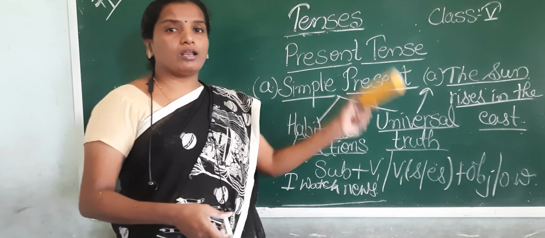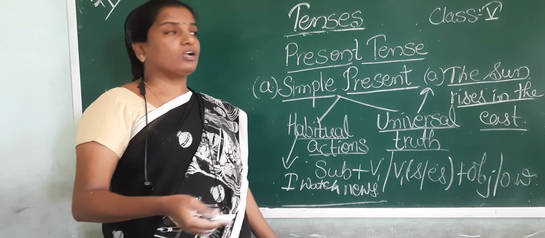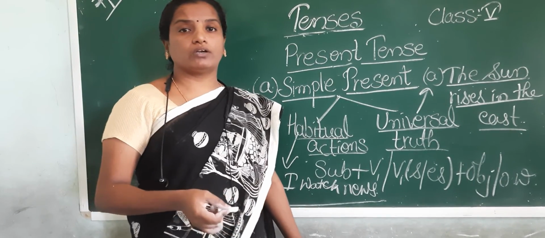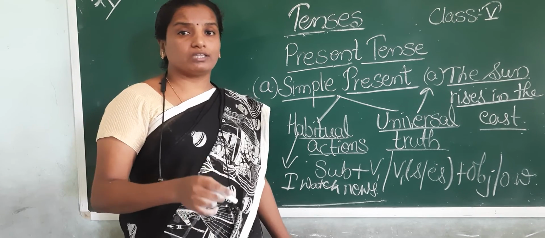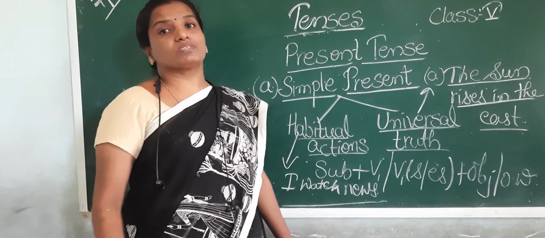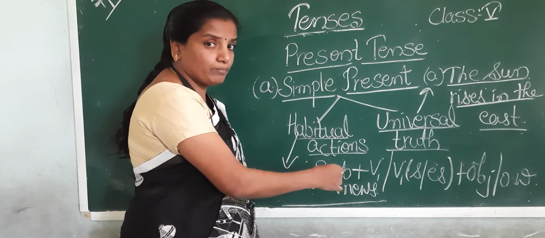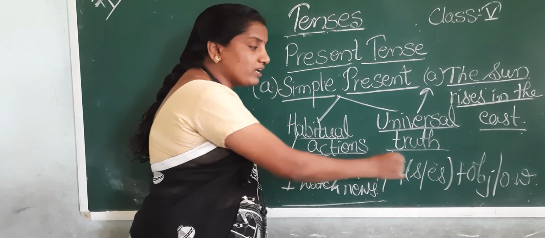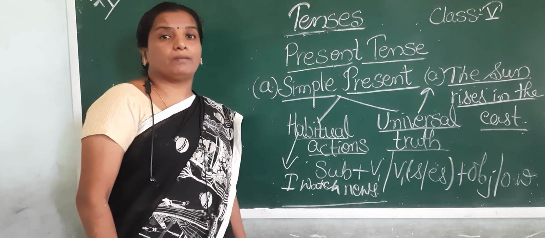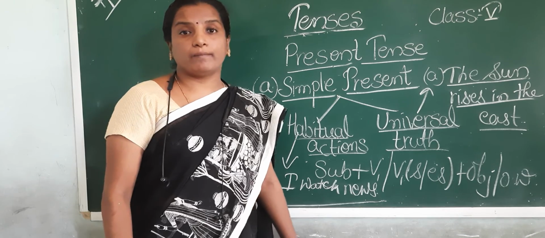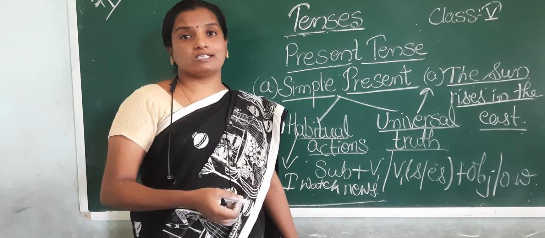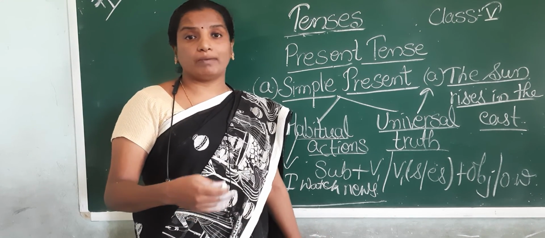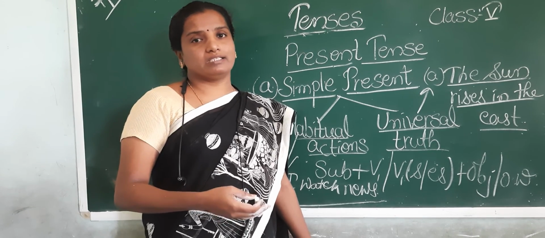So this is all about today's class, children. Tomorrow I will continue the topic and we will discuss the remaining 11 types of tenses. One more thing, children: I have given you the structure of the simple present tense. Is it clear? Tomorrow in our next session we will discuss the remaining 11 tenses.